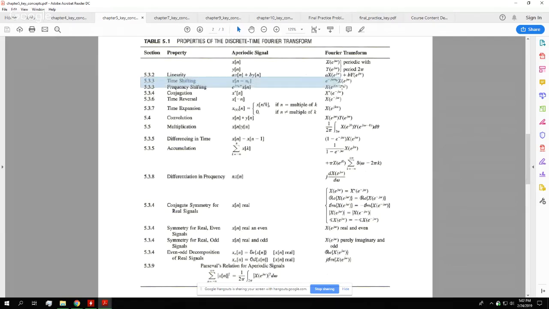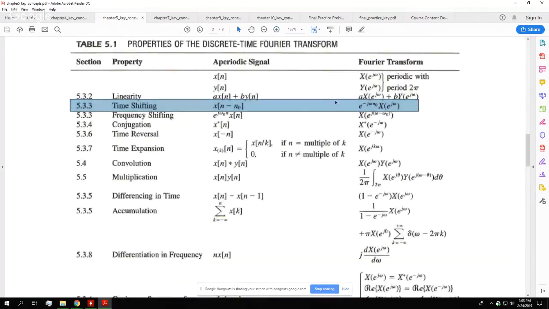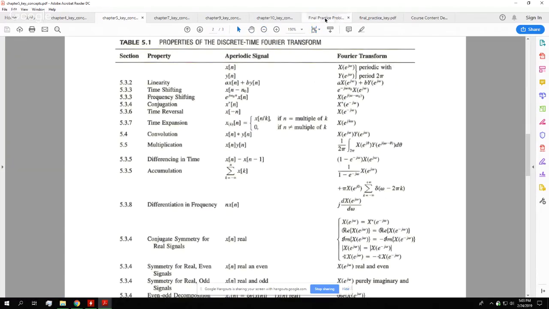5.3.3 time shifting. So anytime you have an answer for a problem, and then you get another problem that's the exact same, but it's time shifted, you're going to use this property, and all that changes, you get the exact same answer, except that you can put this in front, this e to the negative j omega n naught. Let me zoom in so I can see it better. But so that's all you have to do. Does that answer your question, or is there more to it?